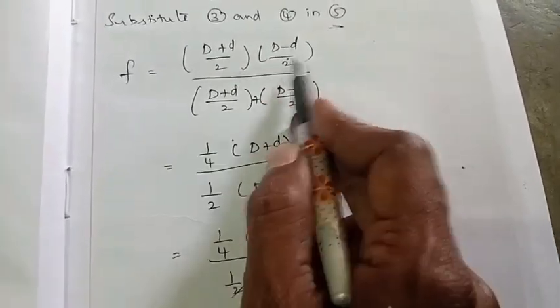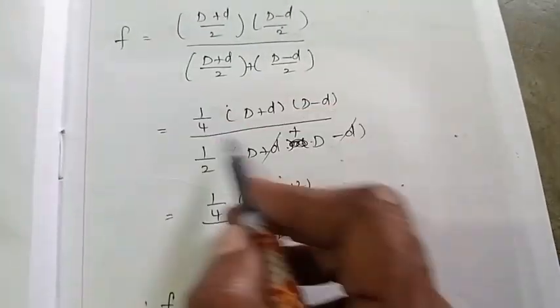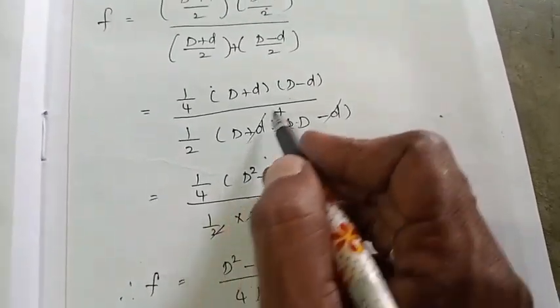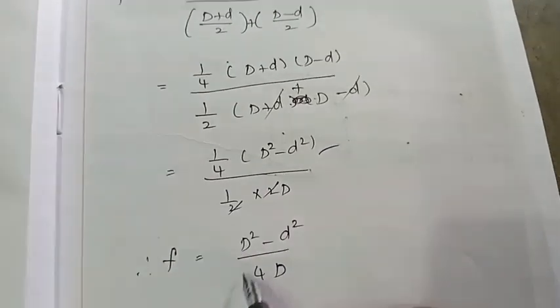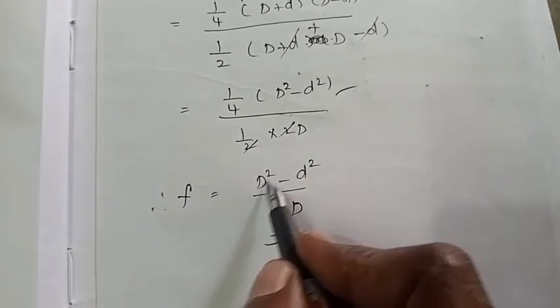So commonly 1 by 2, 1 by 2, 1 by 4. So D plus d, and 1 by 2 is common, just take it out. So a plus b, a minus b, a square minus b square. So D and d cancel, 2D, so 2 cancels, divided by D. So 1 by 4, 4 will become the denominator. So f is equal to D square minus d square divided by 4D.